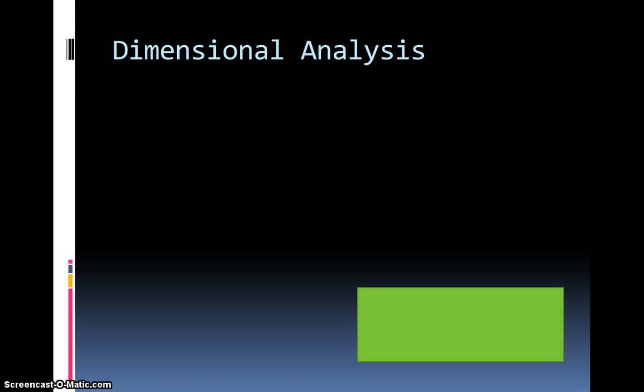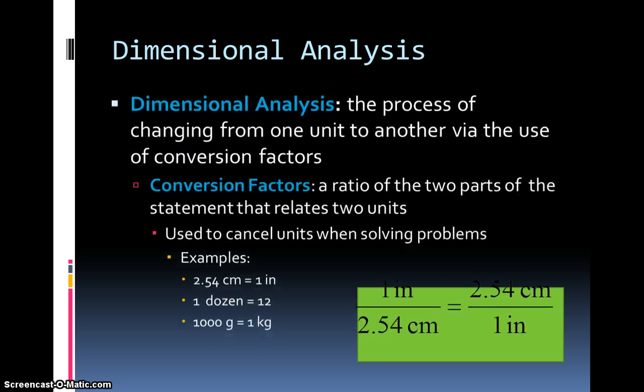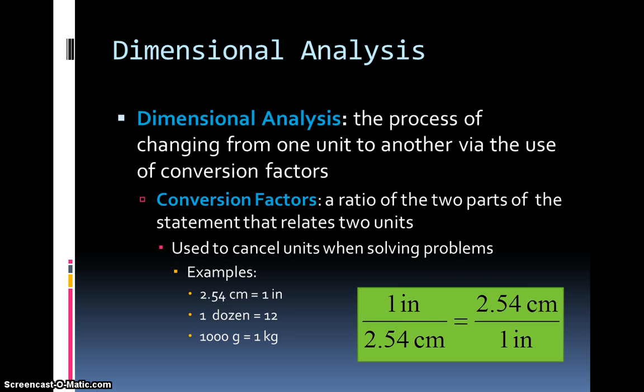Today what we're going to focus on is an expansion of the metric conversions that we worked on in class today. The process that we were using through tracking units is called dimensional analysis, and it's a tool that we'll use throughout the school year in terms of our math problems that we do in class. So what exactly is dimensional analysis? It's defined as the process of changing from one unit to another via the use of conversion factors.